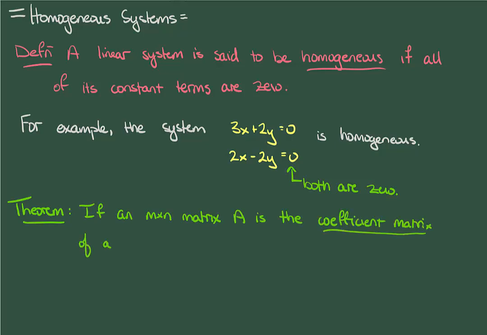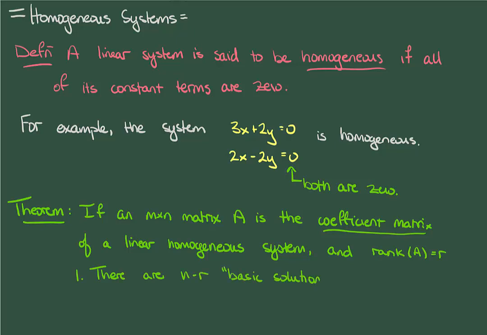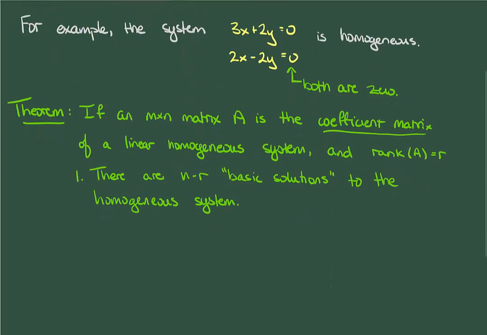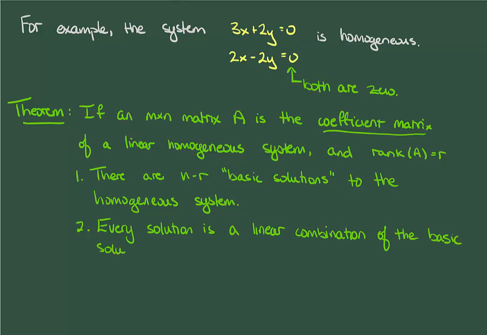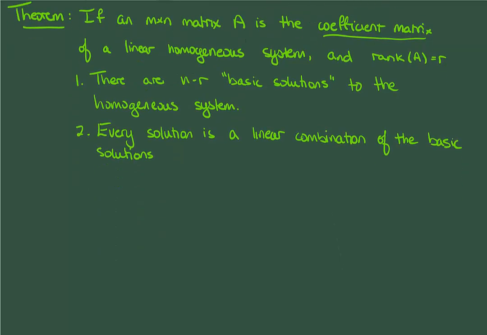If we have an m by n matrix A, the coefficient matrix of a linear homogeneous system, and the rank of A is r, then there are n minus r basic solutions. Namely, there's a basic solution for each parameter. The number n minus r makes sense since it denotes the number of columns without a leading one. Moreover, every solution to the linear homogeneous system is a linear combination of the basic solutions, and we'll see in a second that this is quite natural based off of how we extract the basic solutions.